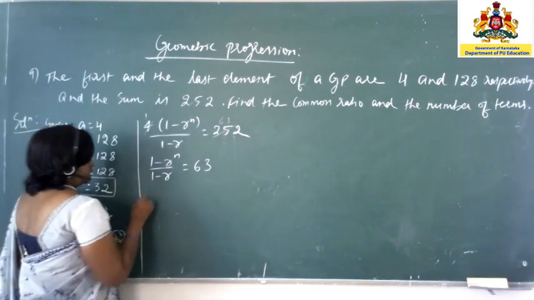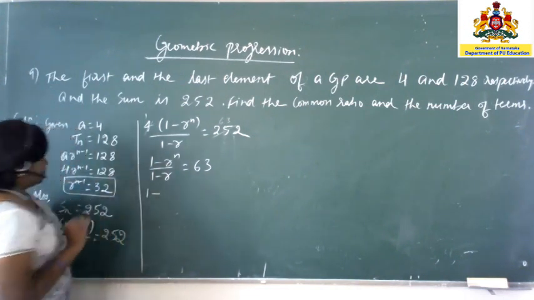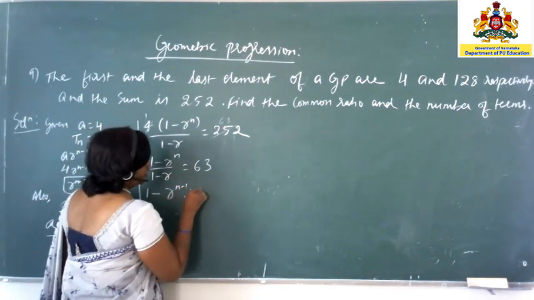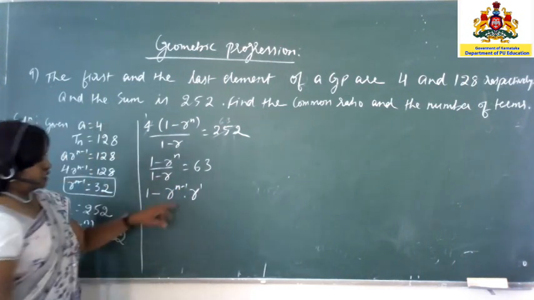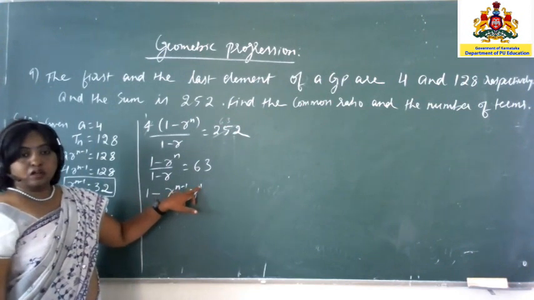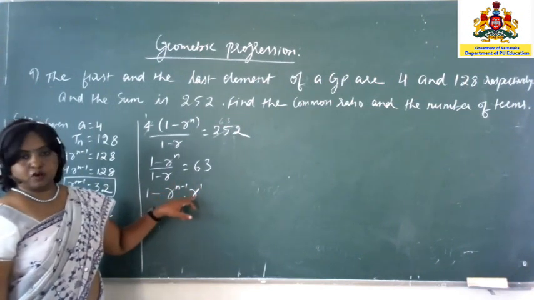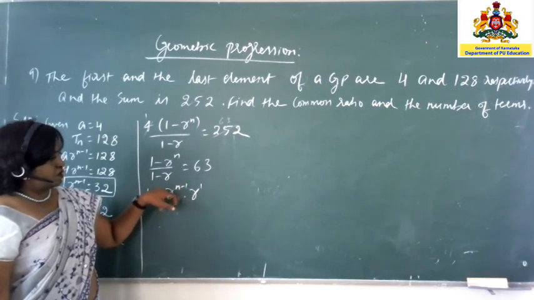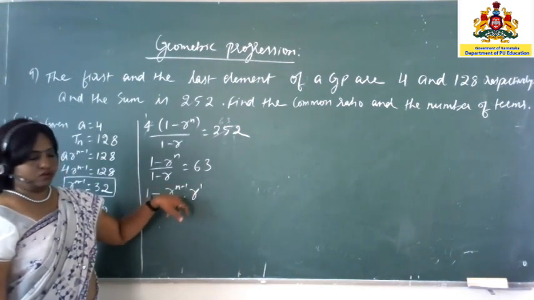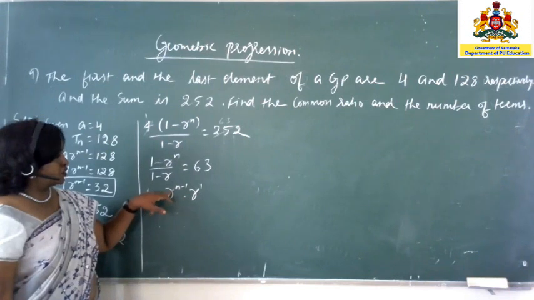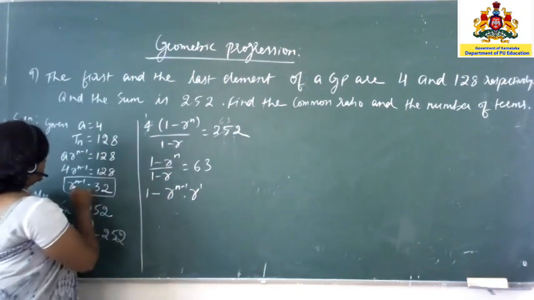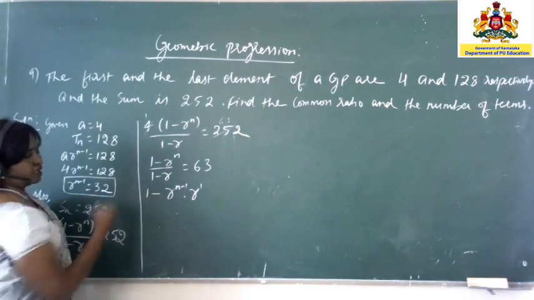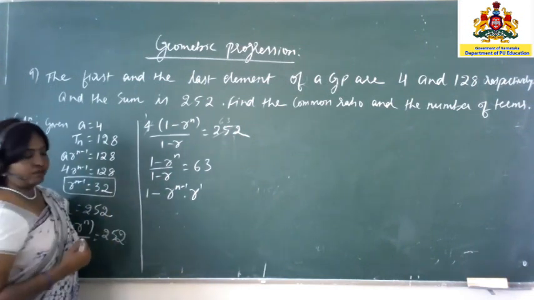So here what I take is 1 minus r to the power of n. I'll write it as r to the power of n minus 1 into r to the power of 1. According to the law of indices, a to the power of m into a to the power of n is a to the power of m plus n. So r to the power of 1 and r to the power of minus 1 get cancelled, and I'll be left with r to the power of n. I know the value r to the power of n minus 1 is 32, so that I can eliminate n here and get the value of r.